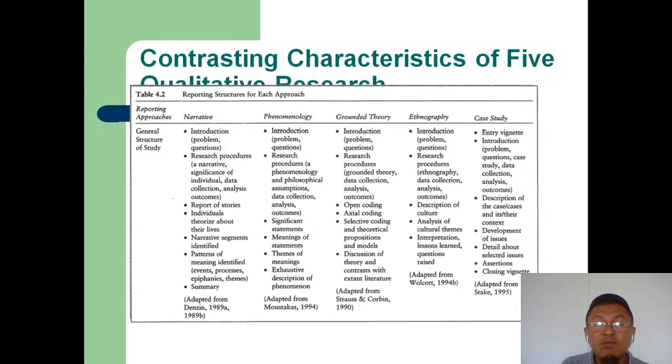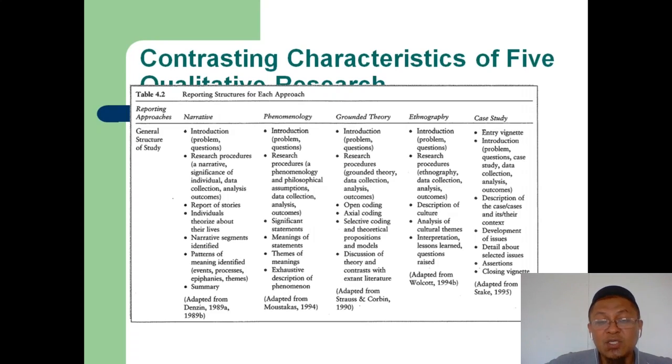The reporting structure for each and every type of research differs. For narrative, we have the introduction, the research procedures, reports of stories, individuals theorize about their lives, narrative segments identified, patterns of meaning identified, events, processes, themes, and then summary. This is adapted from the work of Denzin. That's how you provide the flow for narrative research.